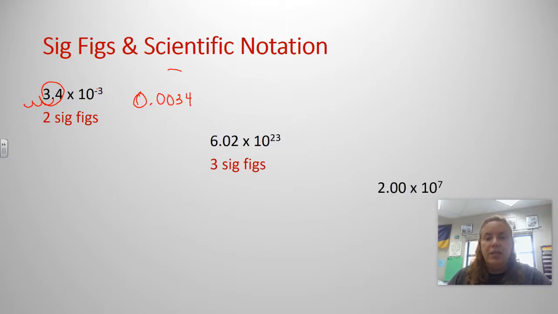Then we have 2.00 times 10 to the 7th. Because we have 2.00, we have 3 sig figs right here. If we would just have 2 times 10 to the 7th, we would just have 1 sig fig. So we have 3 sig figs there.